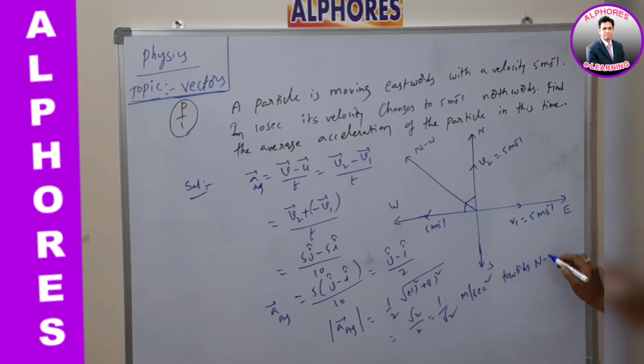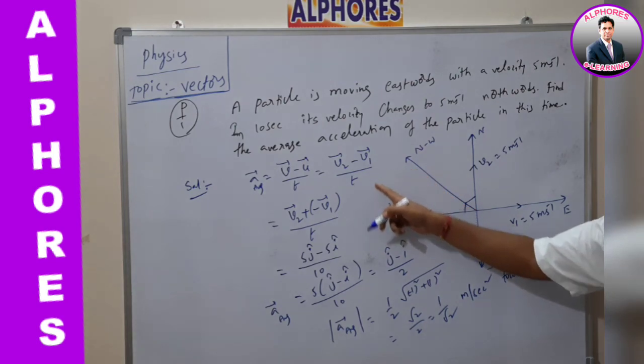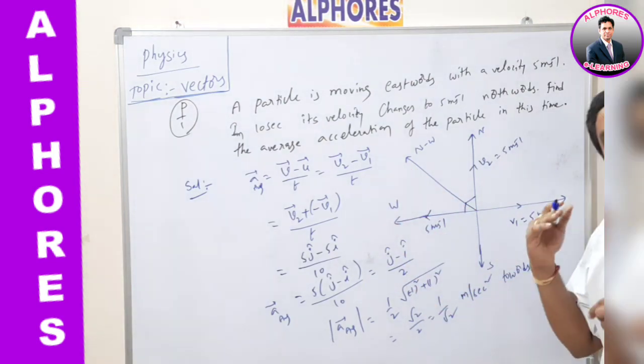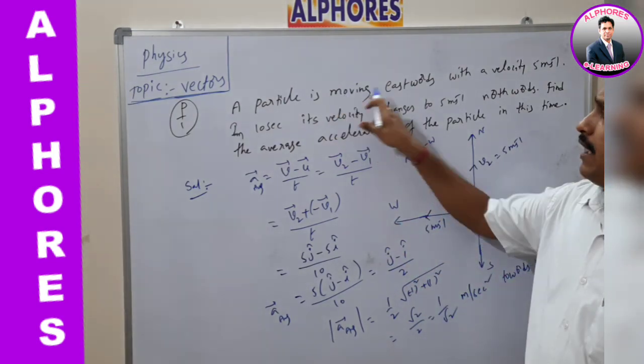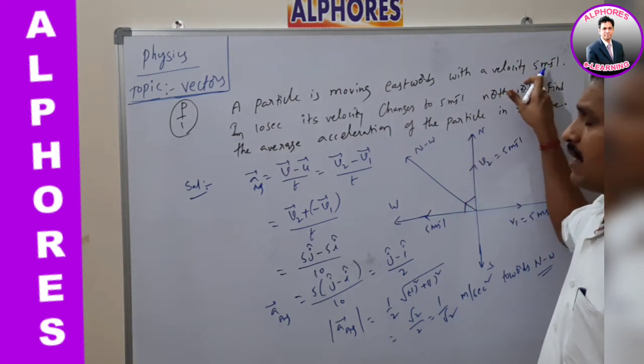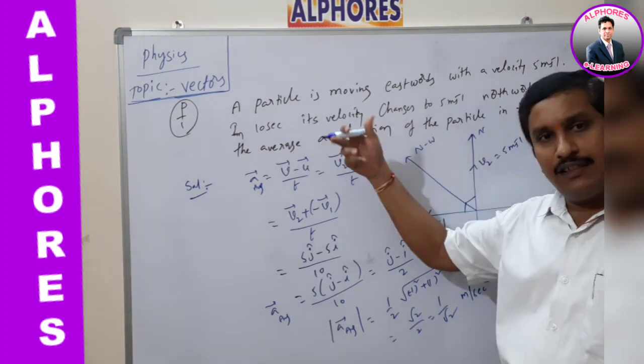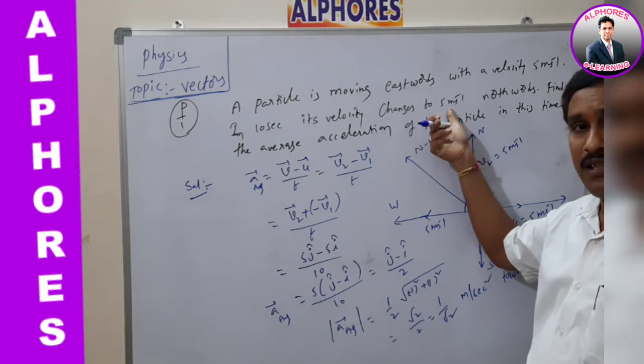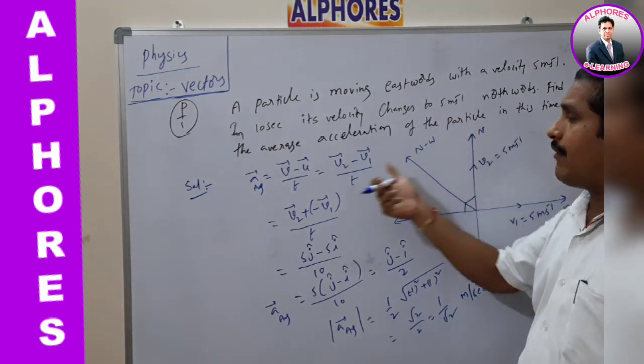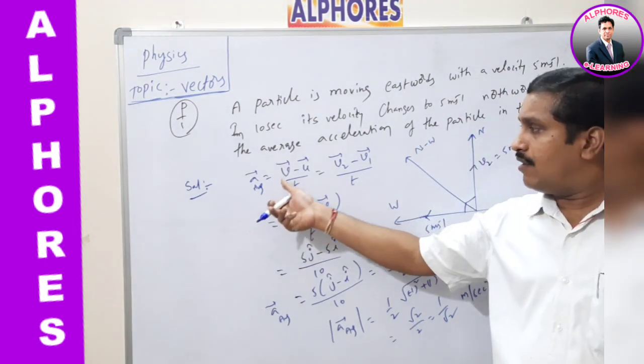Towards northwest, in this direction. Okay, so this is the direction of average acceleration as per this formula. That means according to the given data, the particle is moving eastward with the initial velocity 5 meter per second. After some time, its direction changes to northward with how much velocity? 5 meter per second.